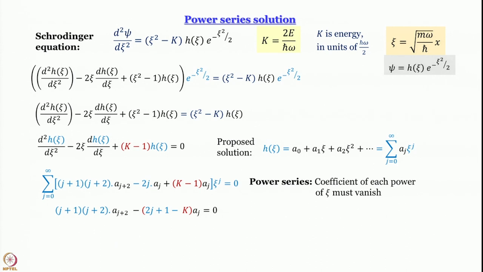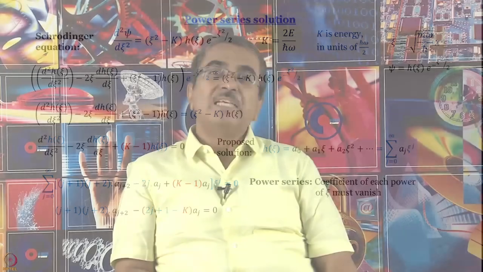Let us take each value of j, we can write j plus 1 multiplied by j plus 2 multiplied by a j plus 2, minus 2j plus 1 minus k multiplied by a j, equal to 0. Okay. So, we have got a relationship between the jth coefficient in this power series for h and the j plus 2th coefficient. So, what we see is that in this series, alternate coefficients can be expressed in terms of each other. So, let us go ahead and write it first.